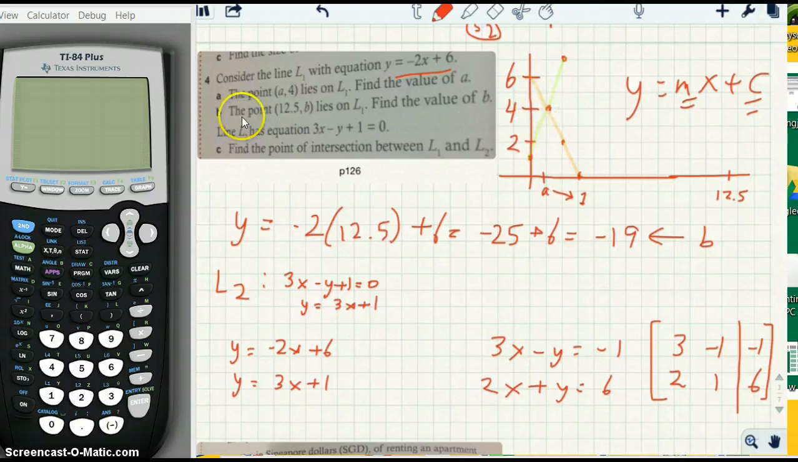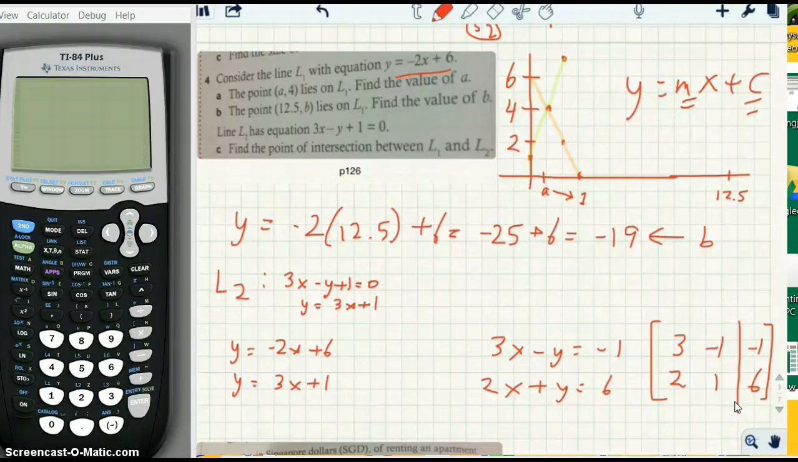Okay? And then the third, the point 12.5 comma B lies on L1. Find the value of B. Now this is kind of harder. It looks harder, but it's not really. So x equals 12.5 would be way over here, and we can see that the line would go down here, and maybe that value would be a huge negative number. We don't know exactly what it is, and we say, oh my gosh, how are we going to figure out this from the graph?